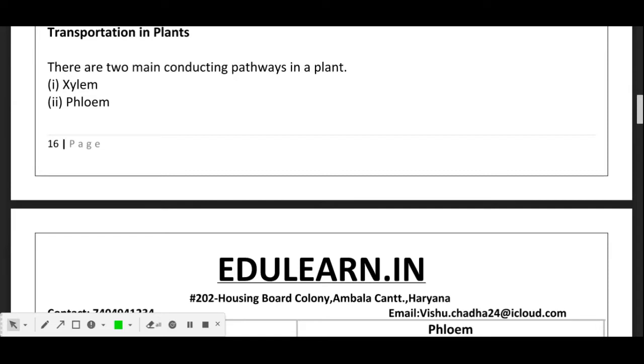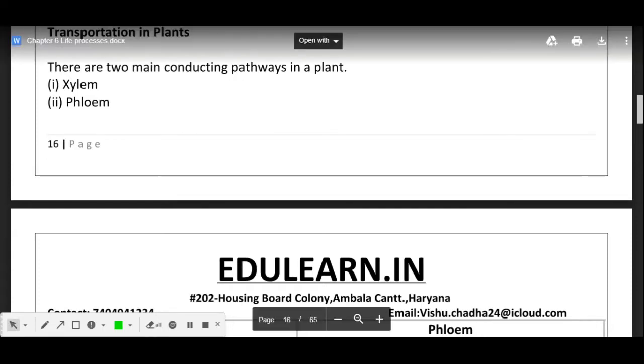Today, we are going to learn about transportation in plants. So, there are two main conducting pathways in plants, that is xylem and phloem.